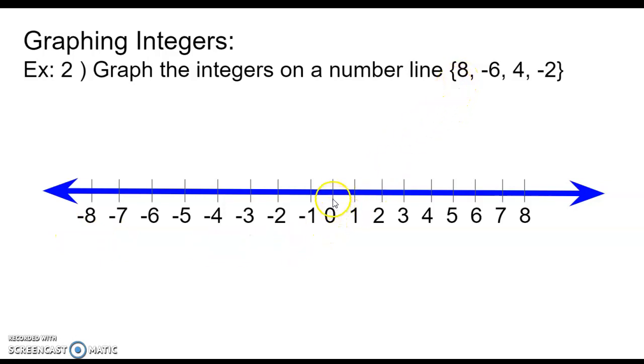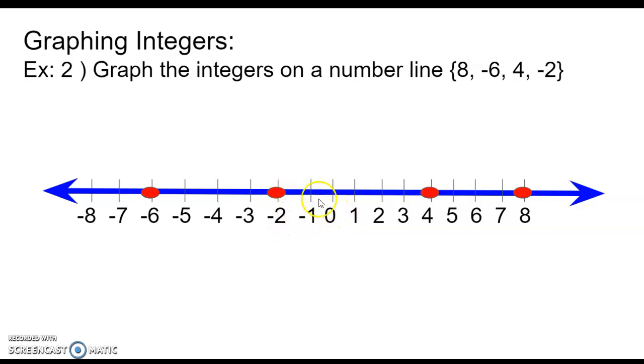So same thing. I start at 0. It says +8, so I'm going to go to the right. And it's going to be right here. Now I have -6. So I'm going to find my 0. I'm going to go to the left of 0. And it's going to be over here. Now I have +4. 1, 2, 3, 4. It's right here. Boom. Put my dot. And then -2. So I'm going to go right here and put -2.